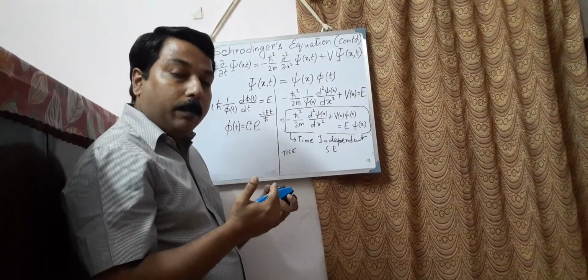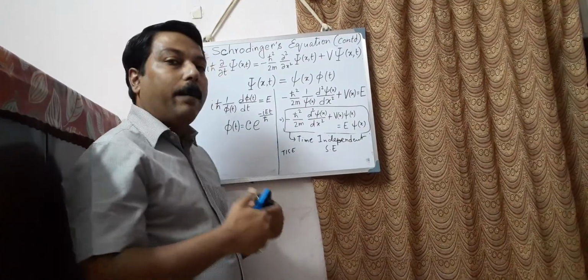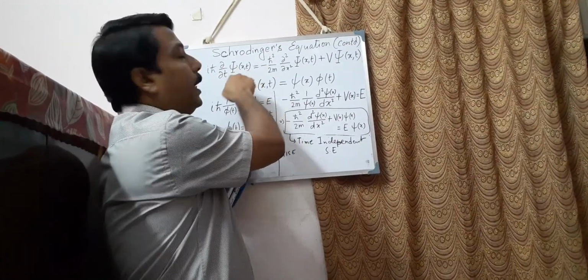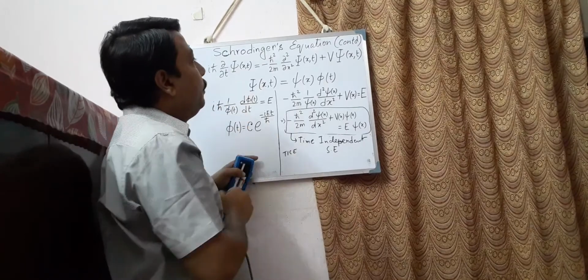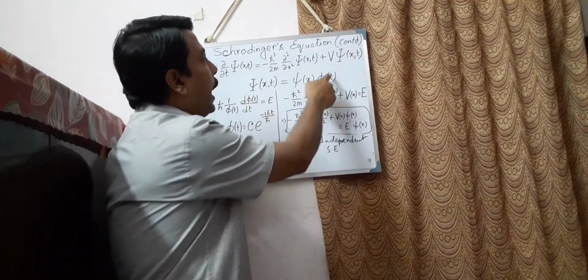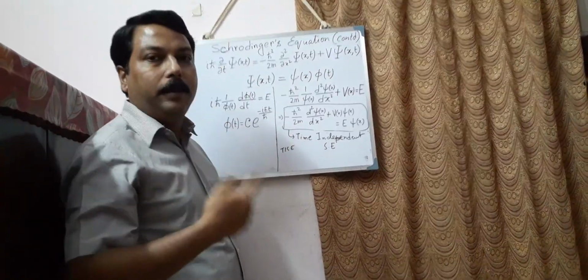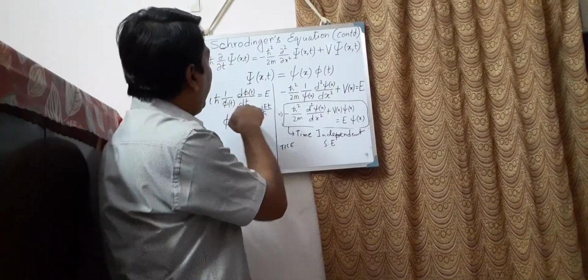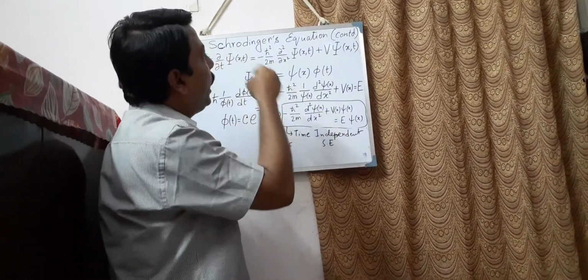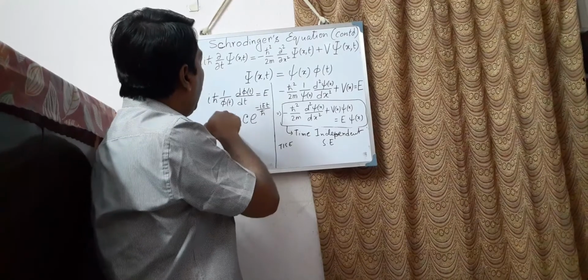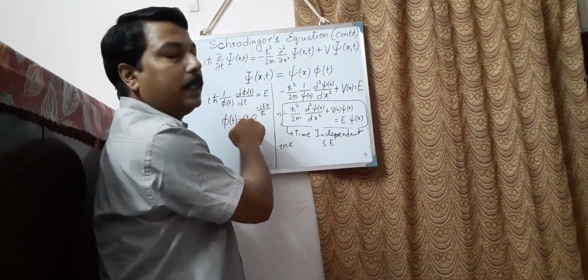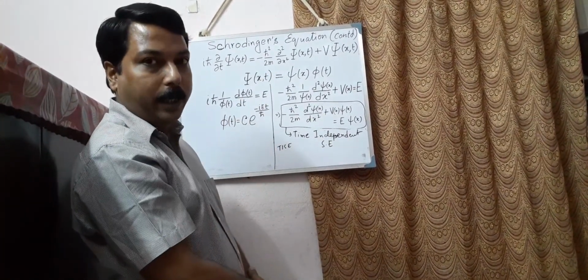What does that mean? That means if I am asked to find out the wave function psi(x,t), then I do not need to calculate this phi(t) part time and again. Phi(t) part is fixed. I know that for any and every system, whatever be the potential, the phi(t) part will always give me e to the power minus iEt by h bar.